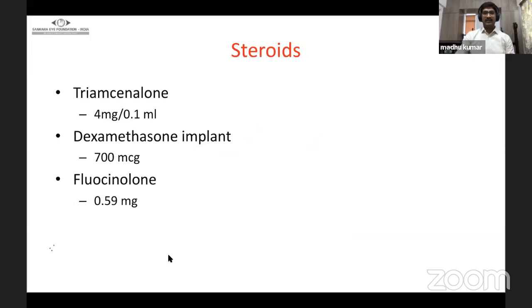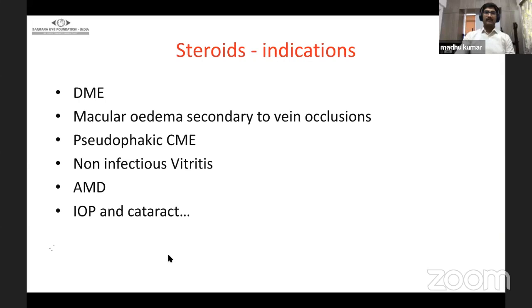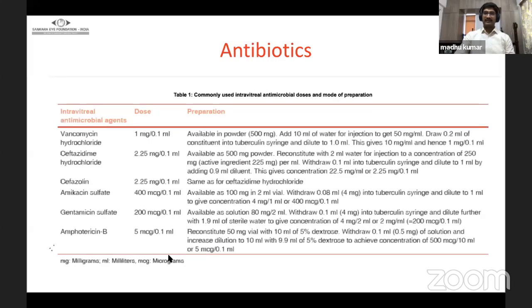Coming to the steroids, we have triamcinolone, dexamethasone implant, and fluocinolone. Indications will be diabetic macular edema, macular edema secondary to vein occlusions, pseudophakic CME, non-infectious vitritis, and certain cases of DME which are persistent to intravitreal anti-VEGFs. It can be combined with that. The steroids have an issue of intraocular pressure and cataract. I'll not touch upon that.